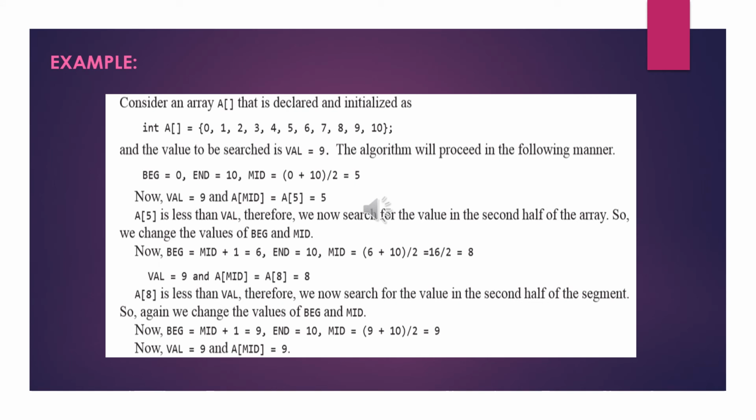Now what is the value present at 8? The value is 8. Now since we are looking for 9, again we will have to look at the right side of 8. It cannot be present at the left side. So beginning now again becomes mid plus 1, that is equal to 9, and end remains the same, that is 10. So mid is now 9 plus 10 divided by 2, that is equal to 9. And at this place we find the value, that is 9. So this is all about this example.